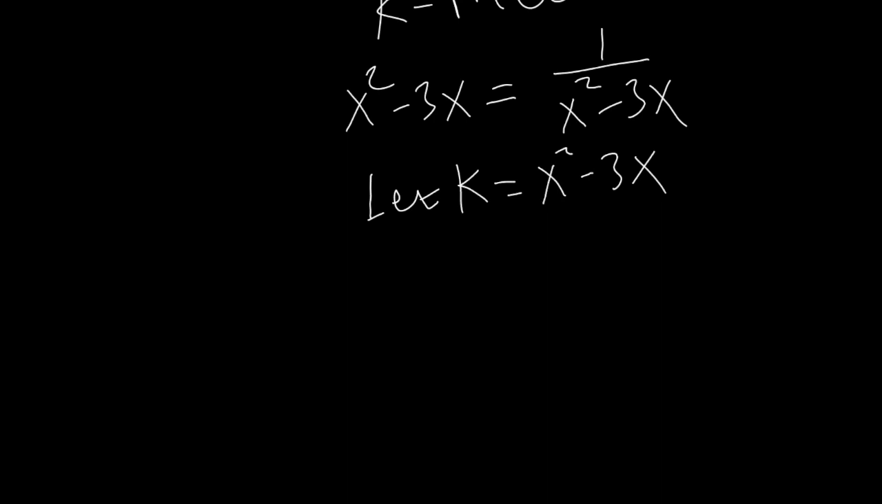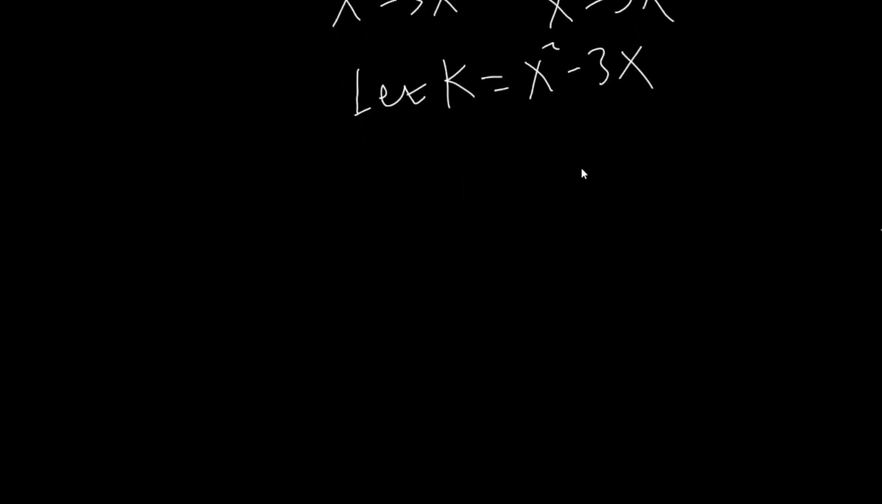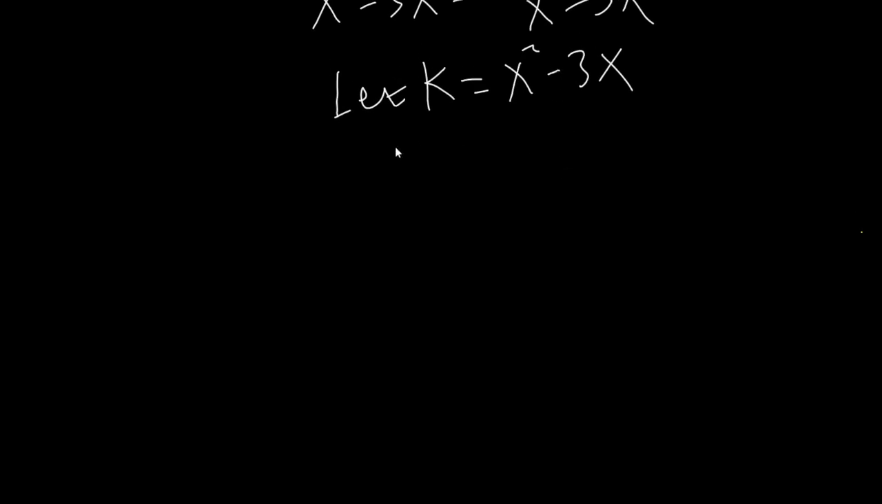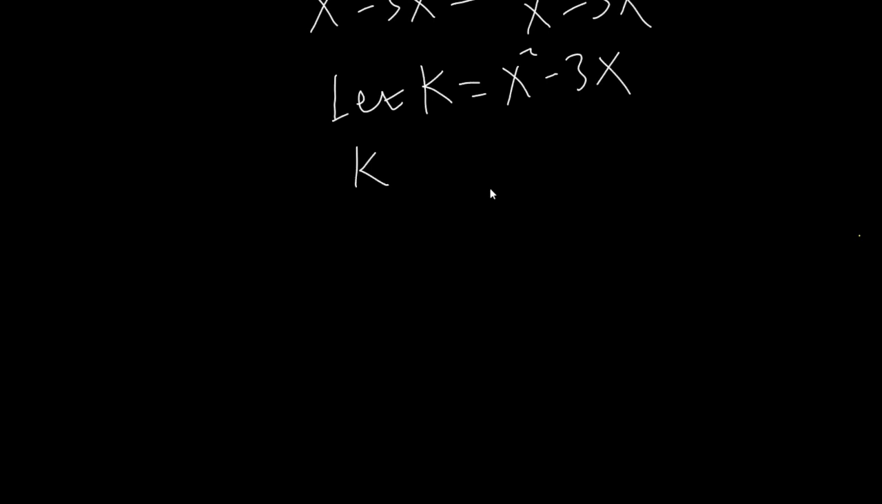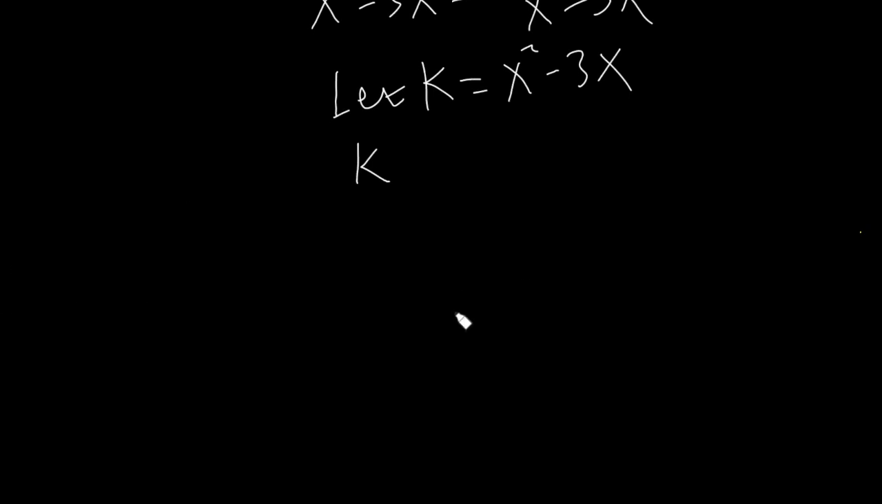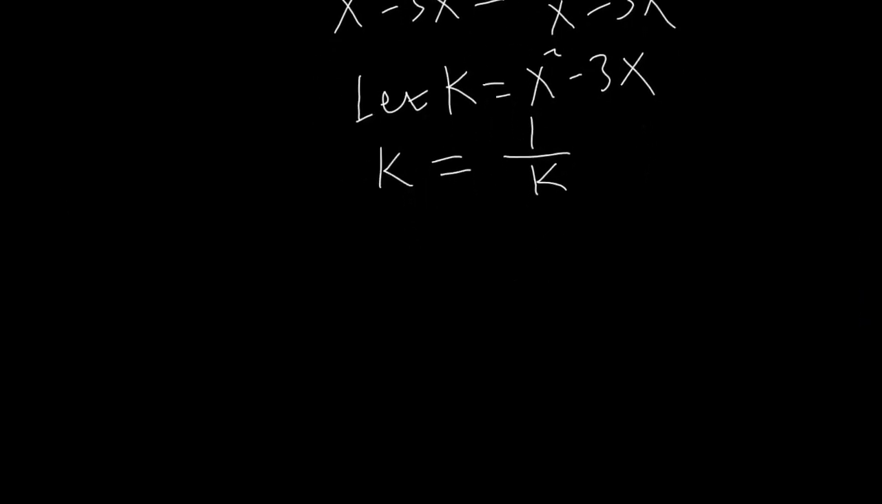This means that where there is x squared minus 3x, we are going to substitute that with K. So the expression is going to be K is equal to 1 divided by K. So this is how simplified it is. You see, compared to the above equation, this looks way better.